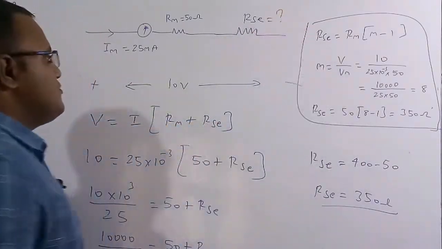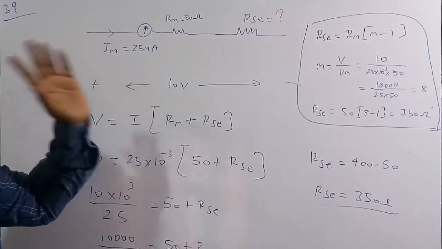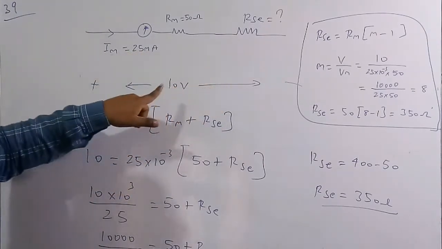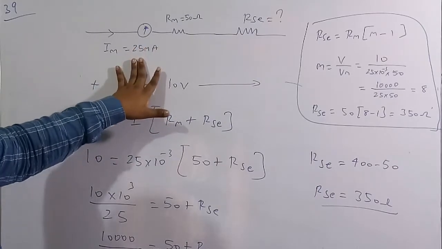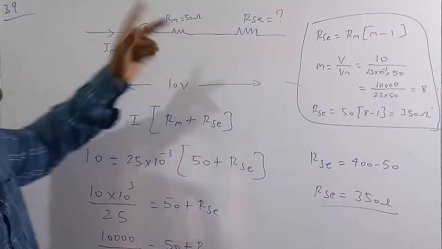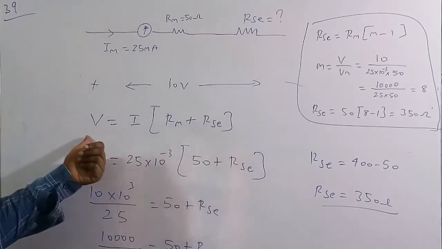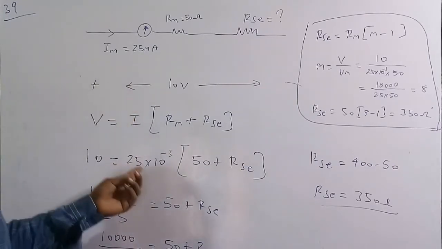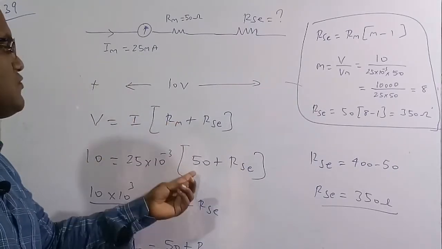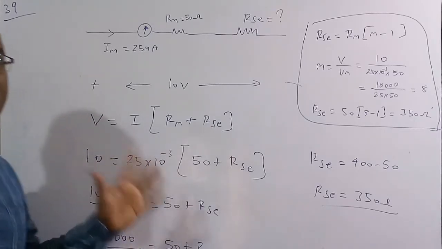If you see carefully, by using the V equals IR principle, the overall voltage is 10 and the current flows through RM and RSC, which are connected in series. So total voltage is equal to current into RM plus RSC. Total voltage is 10 volt, the current is 25 times 10 to the power of minus 3, and RM is 50. We have to find RSC. So only one equation with only one unknown.